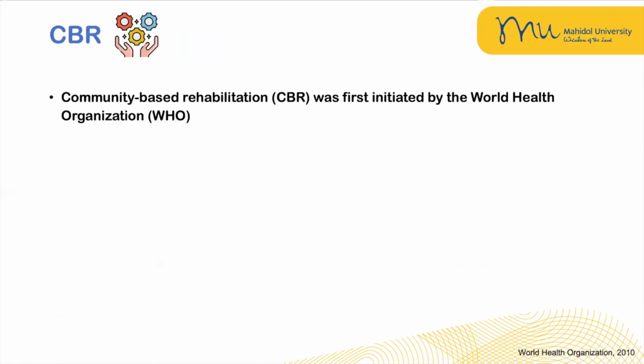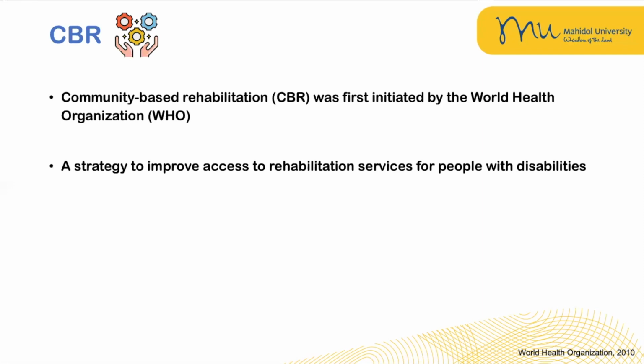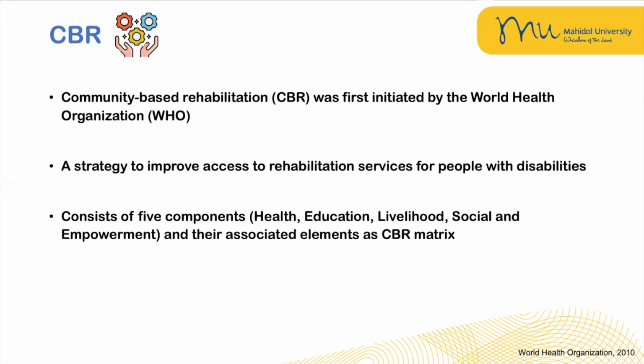It is the community-based rehabilitation, CBR, that was first initiated by the World Health Organization in 1978. And it is the strategy to improve the access to rehabilitation services for people with disabilities. It consists of 5 components that are health, education, livelihood, social, and empowerment, and their associated elements in the CBR matrix.